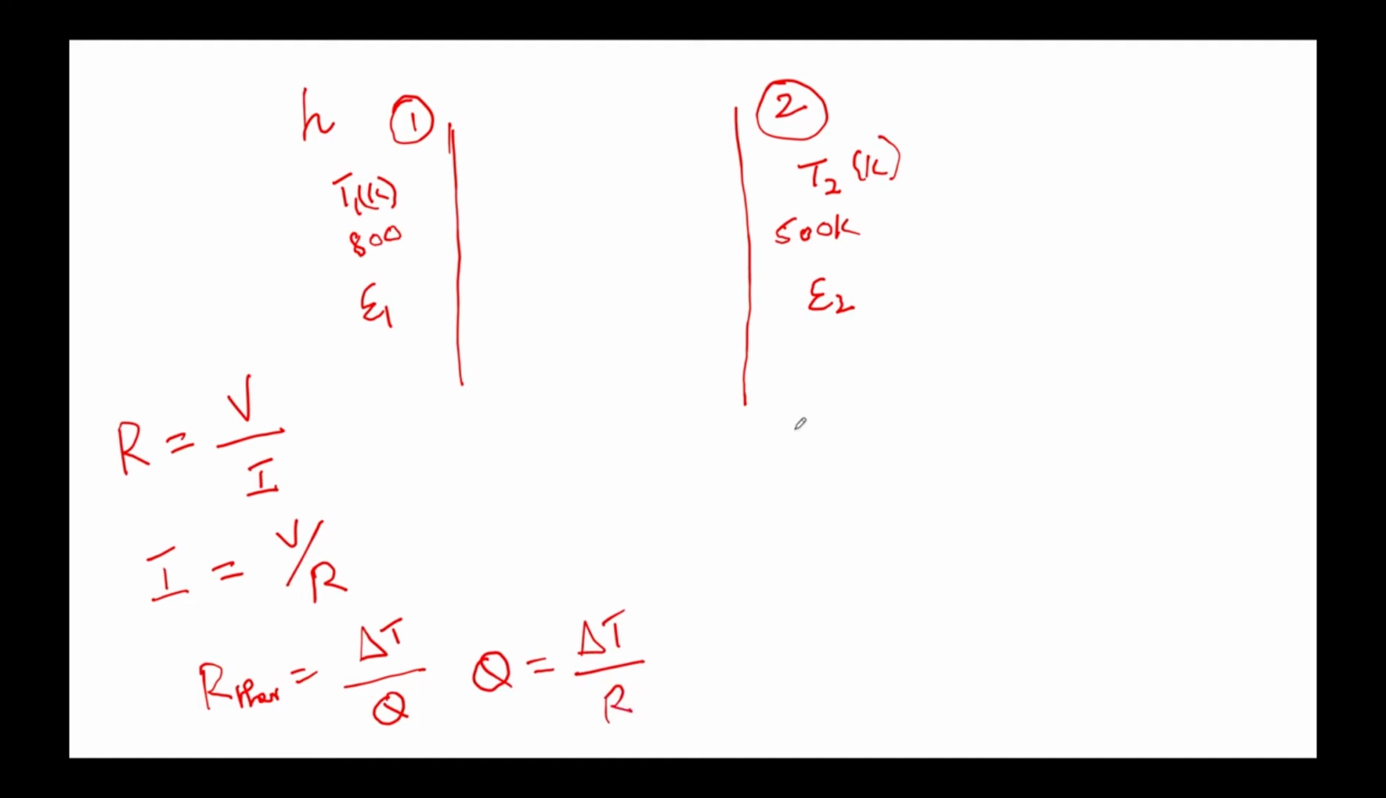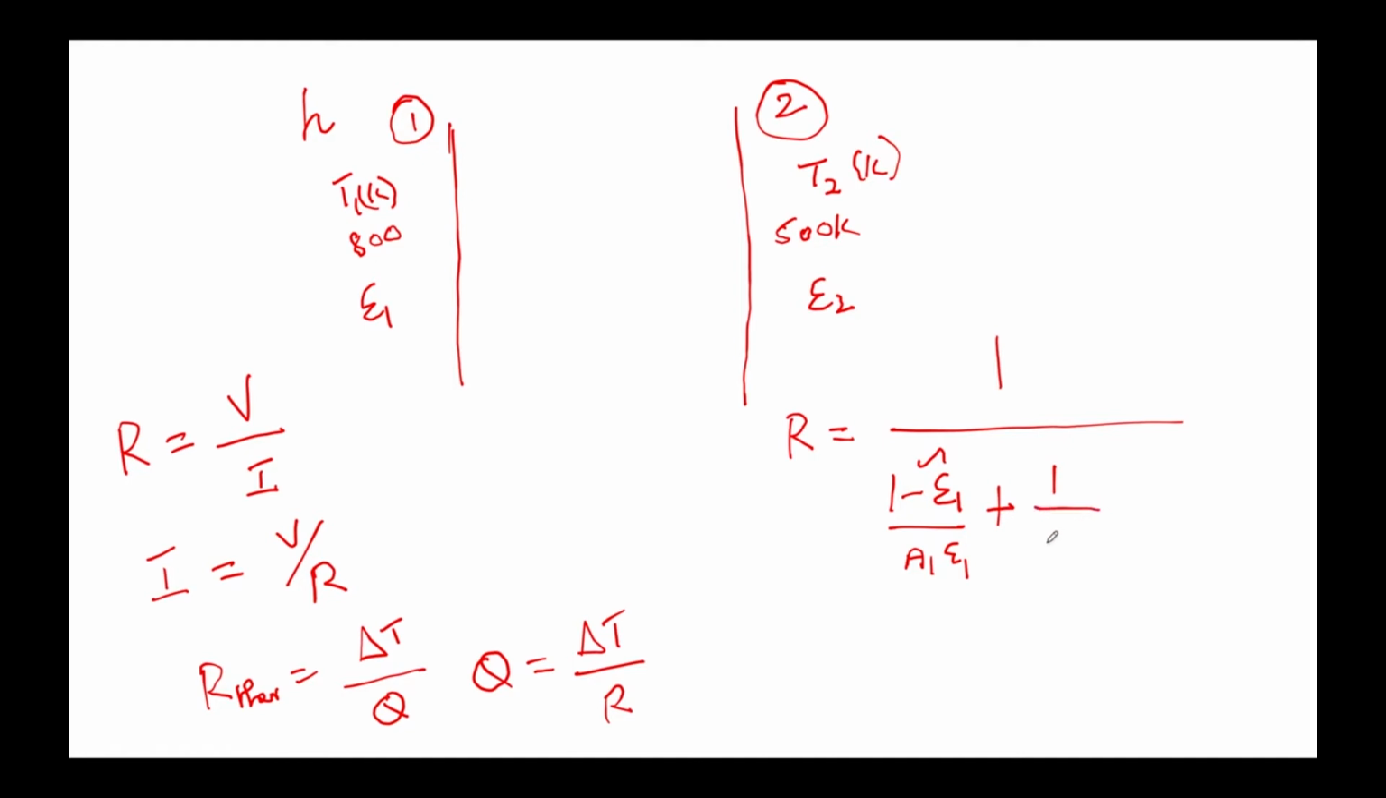Generally, the resistance will be represented like this. The total resistance will be (1 minus emissivity 1) by (A1 times emissivity 1). For those who have attended the previous class, they would understand that this is the surface resistance. Plus, there will also be some space resistance which will be taken into account.